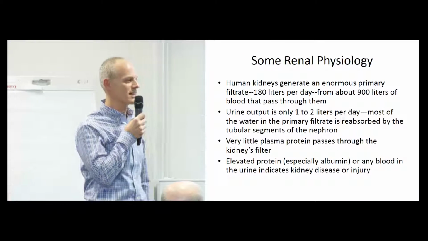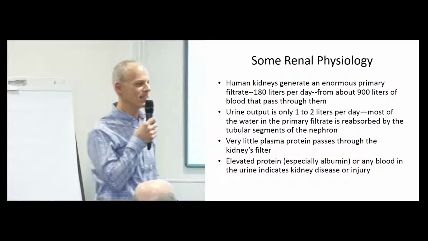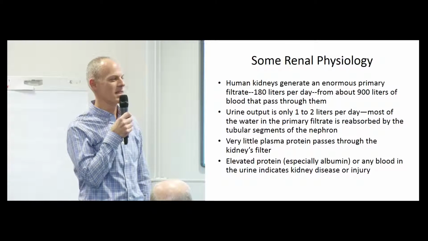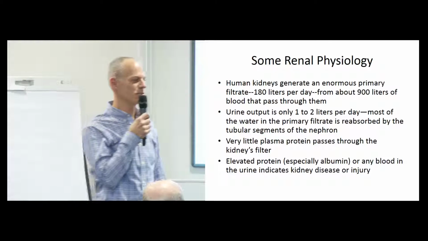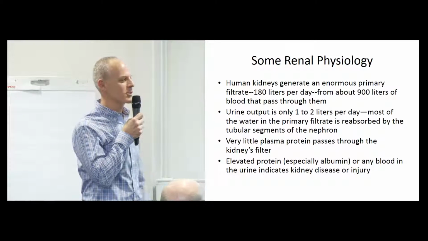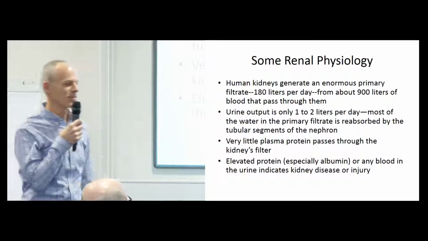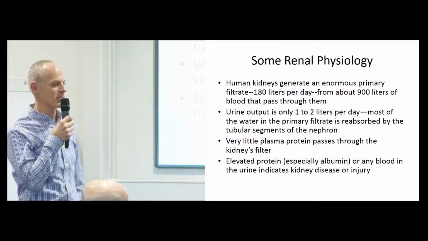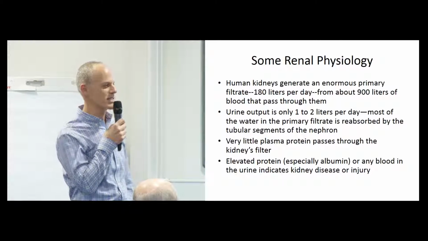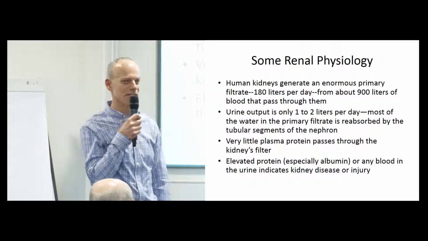So, a little bit of renal physiology. Human kidneys generate an enormous primary filtrate, about 180 liters per day, from about 900 liters of blood that pass through them each day. But urine output is only 1 to 2 liters per day, because most of the water in the primary filtrate is reabsorbed by the cells that line the tubular segments of the nephron. An important feature of the glomerulus is that very little plasma protein passes through that filter. So if there is elevated protein, especially albumin, or any blood in the urine, this indicates that there is some sort of kidney disease or injury.